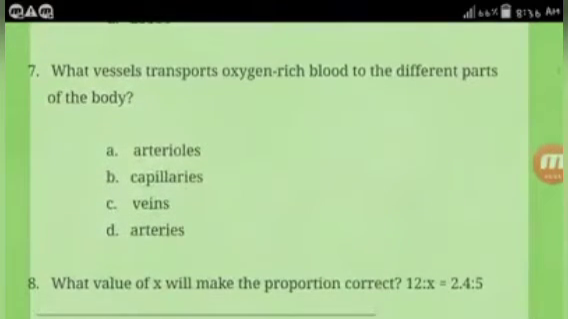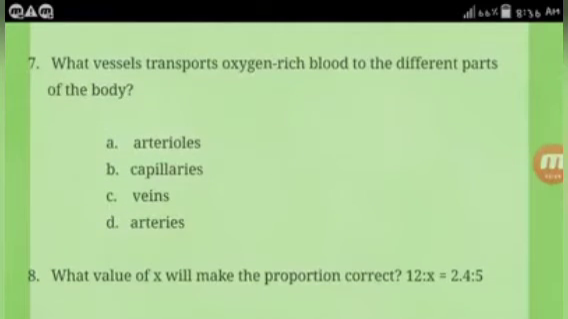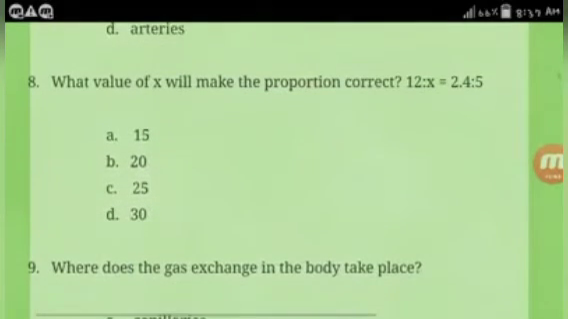Next, number 7, what vessels transport oxygen-rich blood to the different parts of the body? It's arteries, letter D. And the carbon dioxide-rich blood is being transported by letter C, which is the veins. Capillaries is where the gaseous exchange happens in the body. Okay, so the answer is letter D. Next, number 8, what value of x will make the proportion correct? So you just have to multiply the extremes and the means. So x times 2.4, so that's 2.4x is equal to 12 times 12, which is 60. So 60 divided by 2.4, that will give you 25.